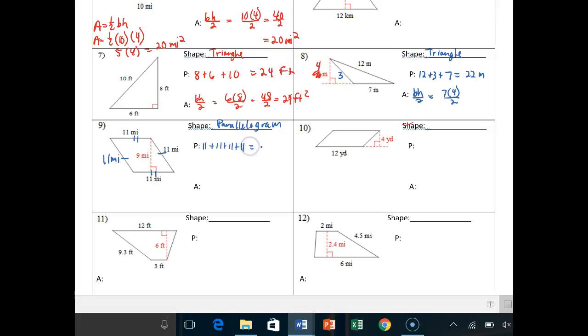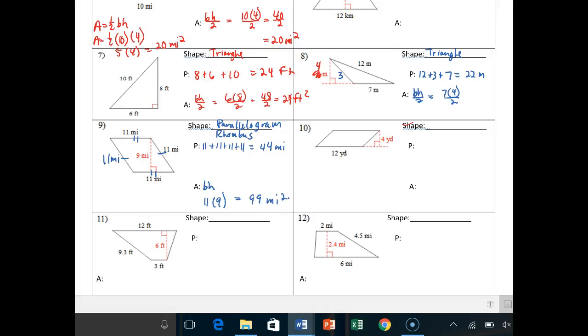This is actually an example of a rhombus because all the sides are equal. It's just kind of a square that's slanted. So you could also write rhombus underneath. And the area of a rhombus or the area of a parallelogram is just going to be base times height. Very simple. So area is equal to base, which is 11, times your height, the dotted line, 9. So you're going to get 99 miles squared.